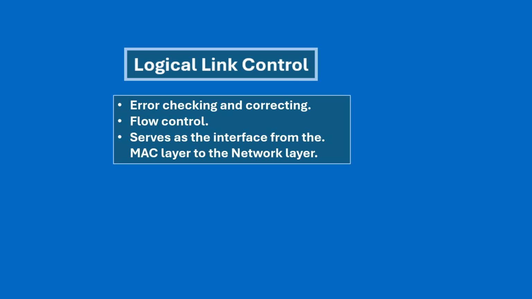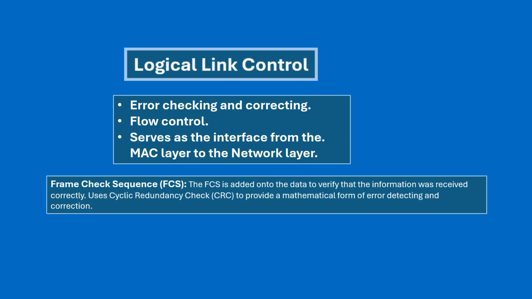Let's take a closer look at the logical link control. The logical link control handles error checking and correcting, flow control, and serves as the interface from the MAC layer to the network layer. The logical link control handles error checking and correcting with something called the frame check sequence, or the FCS. The FCS is added onto the data to verify that the information was received correctly. Using a process called the cyclical redundancy check, it provides a mathematical form of error detecting.